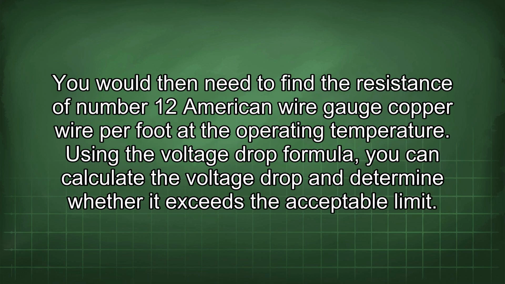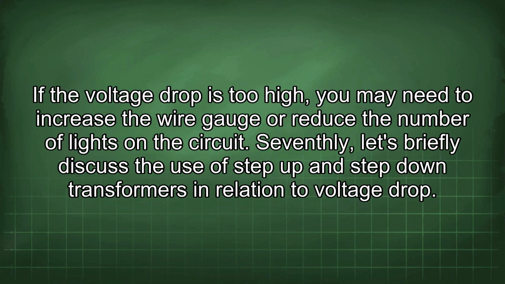You would then need to find the resistance of number 12 American wire gauge copper wire per foot at the operating temperature. Using the voltage drop formula, you can calculate the voltage drop and determine whether it exceeds the acceptable limit. If the voltage drop is too high, you may need to increase the wire gauge or reduce the number of lights in the circuit. Seventhly, let's briefly discuss the use of step-up and step-down transformers in relation to voltage drop.